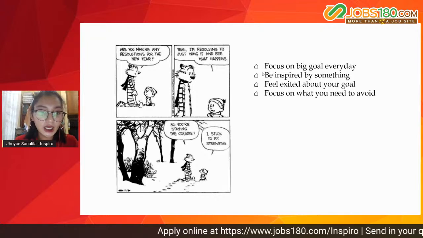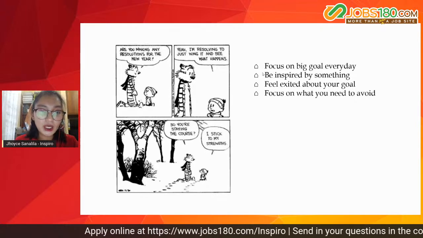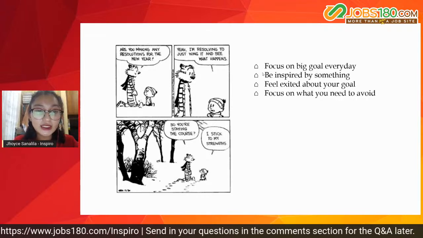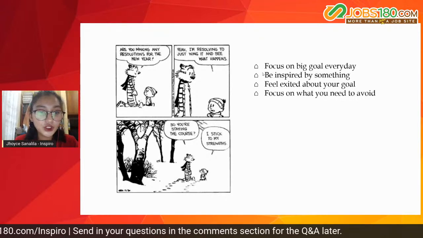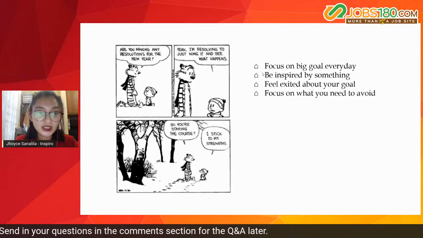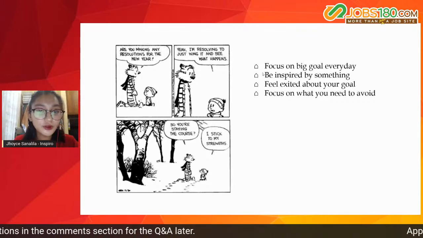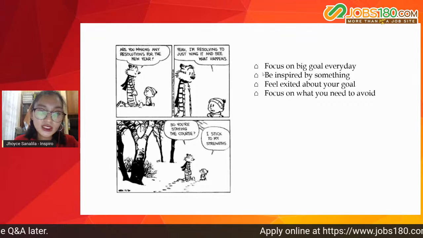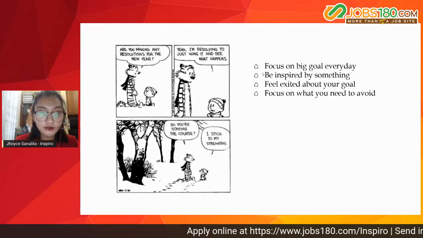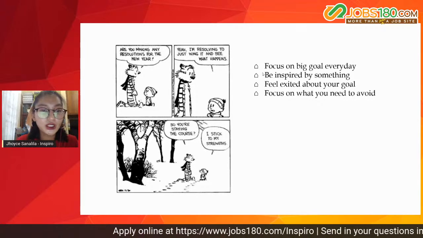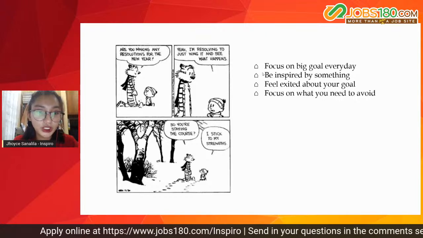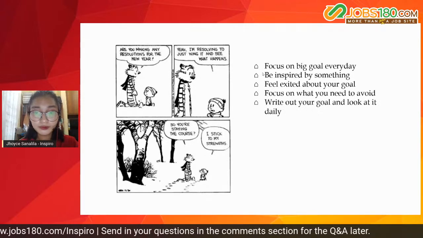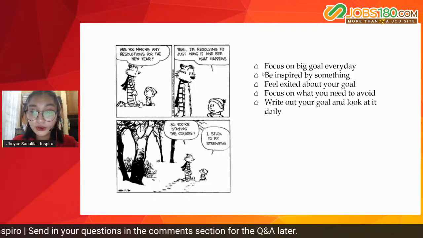One strategy that might help you stay motivated is focusing on what you need to avoid. As an example, if you're trying to lose weight, as you get far in your goal, focus on the types of foods you need to consistently avoid. If you're trying to save money, focus on avoiding eating out or spending on an expensive item. Write out your goal and look at it daily.